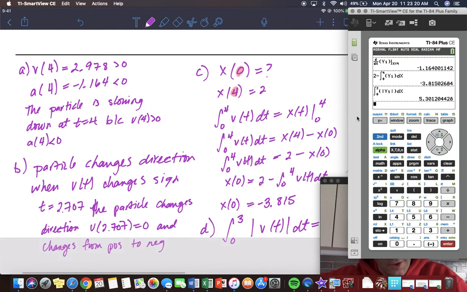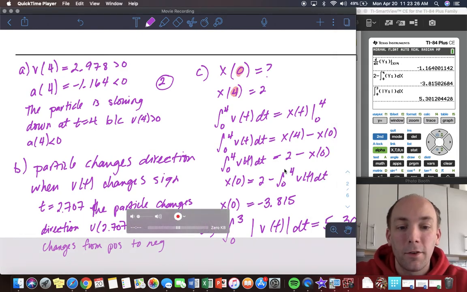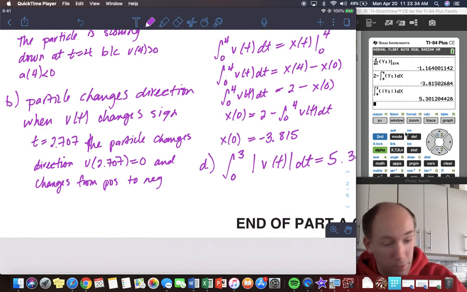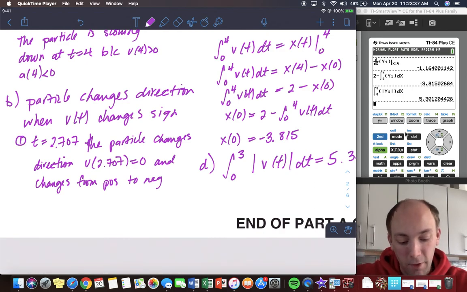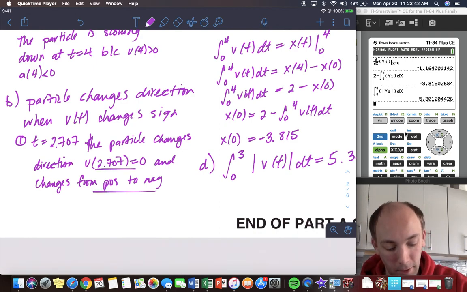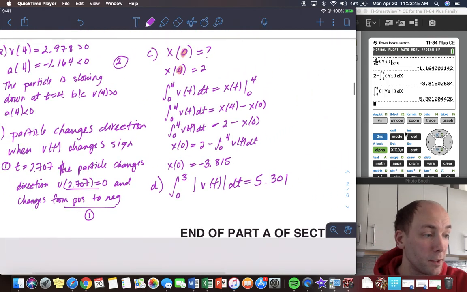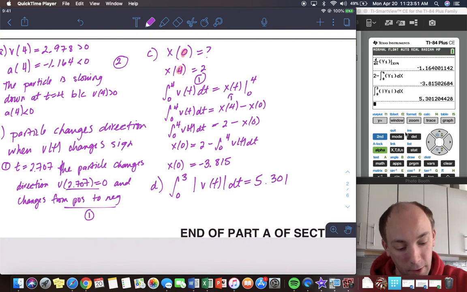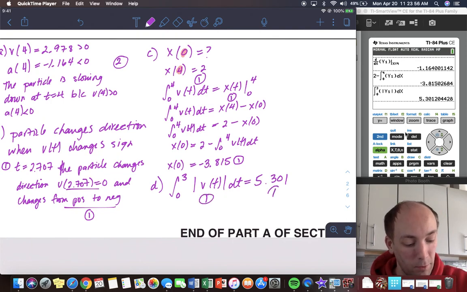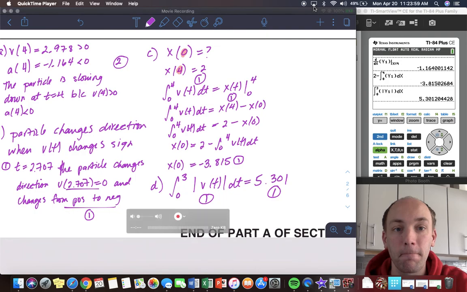Okay, so let's talk about the point breakdown for this one. For part A, you're going to get 2 points total for the conclusion with the reason. It's kind of an all or nothing type deal. All right, so you can't have just part of it, you have to have all or nothing. For part B, 1 point for t equals 2.707, and then 1 point for your justification, so talking about it equaling 0 and changing signs. For part C, 1 point for the integral, 1 point for the initial condition, x of 4, and then 1 point for your answer. For part D, 1 point for the integral, 1 point for your answer. Okay? All right, that's it.